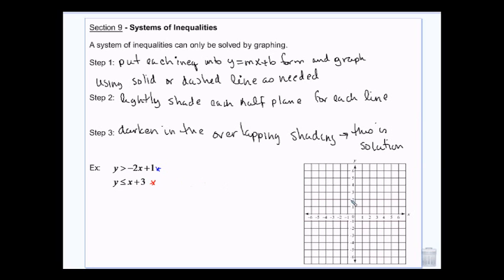So if I graph the first one, I start at 1, my slope is -2, so I'm going to go down 2 and over 1. And then I'm going to go up 2 and over 1, because I like to, and then I make my dotted line, because it's just a greater than.